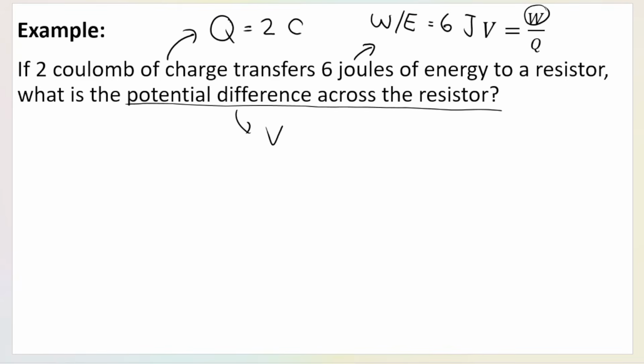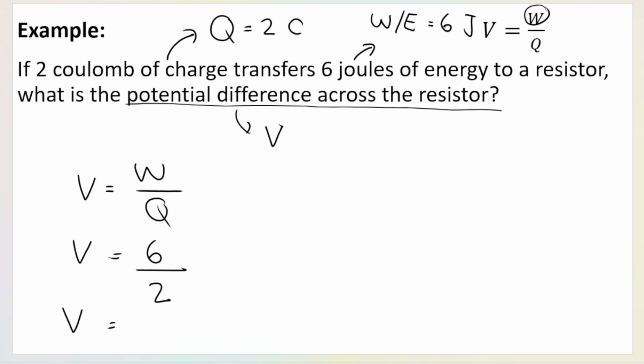So we're looking for V. We've got Q, we've got E or W. So we use the following formula. We're looking for potential difference. The energy transferred or work done is 6 joules. And Q is the charge, it's 2 coulombs. So that means that the voltage or the potential difference is 3 volts.